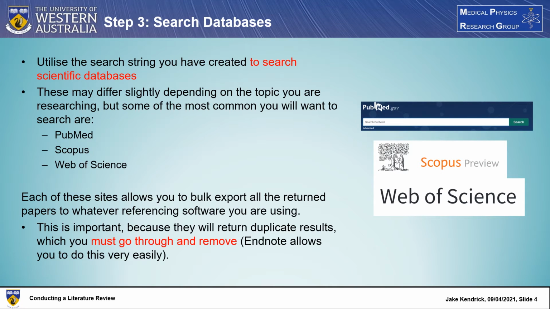And each of these sites allows you to bulk export all of the returned papers to whatever referencing software that you're using. Now this is important because each of them are going to return duplicate results. So you're going to need to go through and remove the duplicates, and EndNote actually allows you to do this very easily.